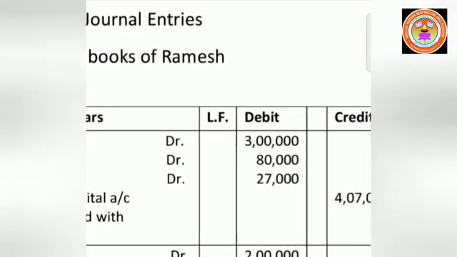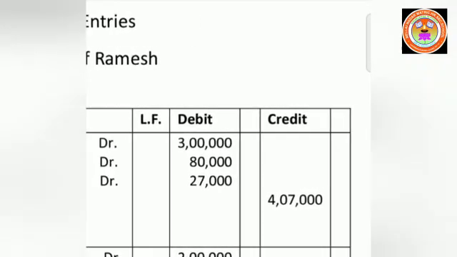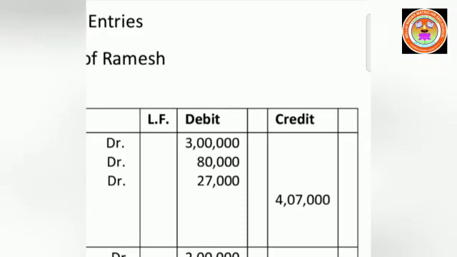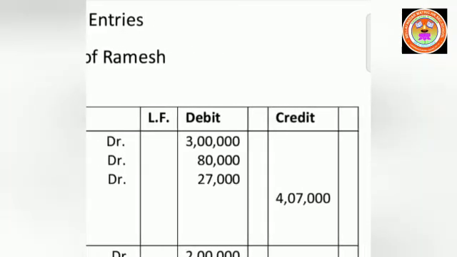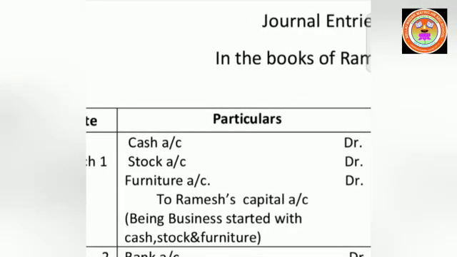Here add all the amounts under debit column. 3 lakhs plus 80,000 plus 27,000. You will get totally 4 lakhs 7,000. That 4 lakhs 7,000 should be written under credit column. Total debit must be equal to total credit column. So write the total 4,07,000 under credit column. Then write the narration. Start the narration with the word being. Being business started with cash, stock and furniture.